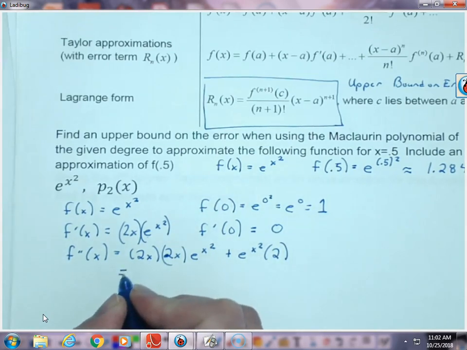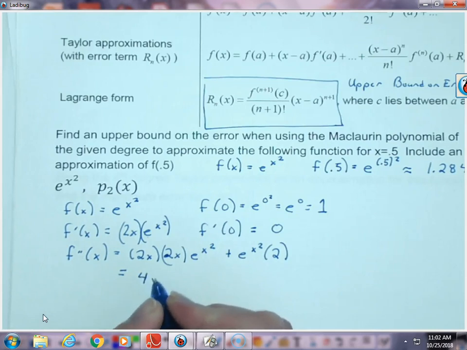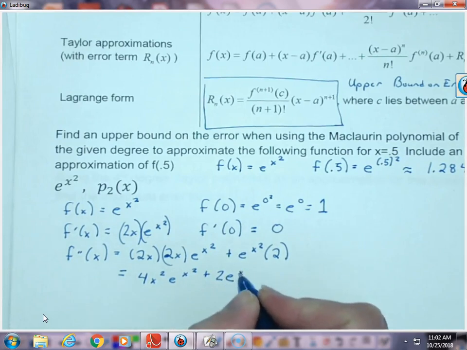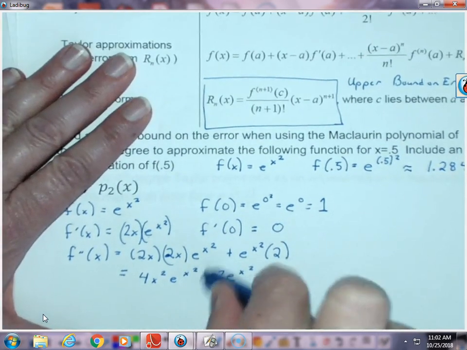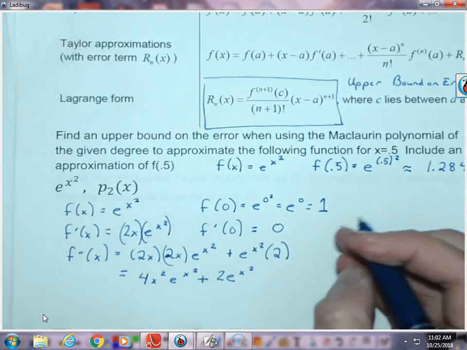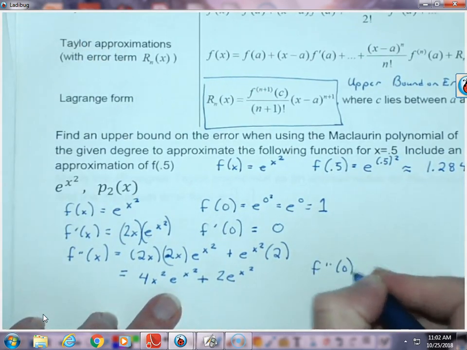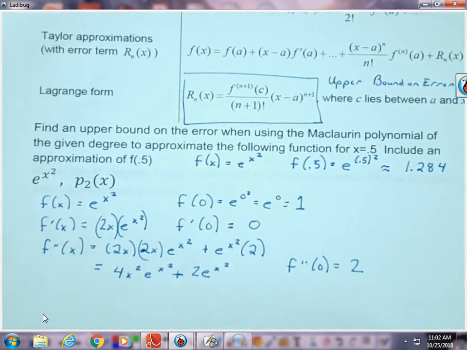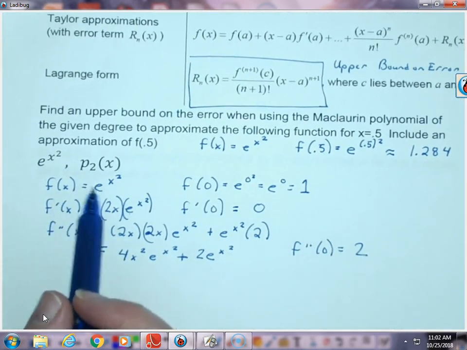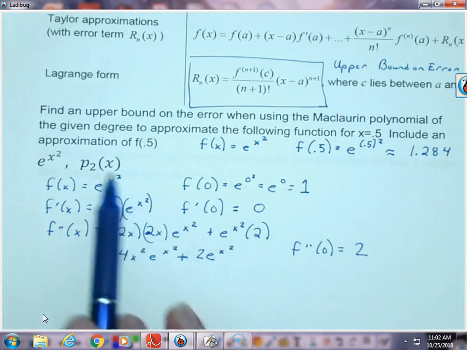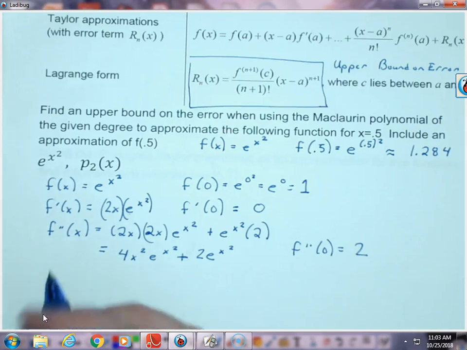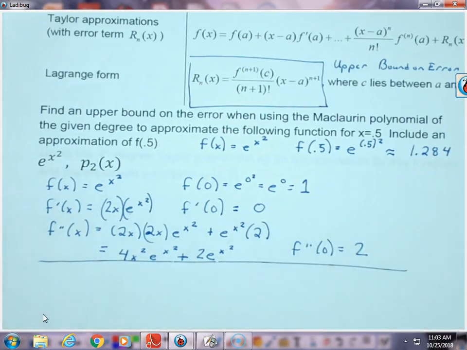So I'm kind of in the mood for simplifying that a little bit. That would be 4x squared e to the x squared plus 2e to the x squared. For some reason my plus looks like an exponent. Okay, so we want to substitute 0 into that. So that part's just 0 and then plus 2. That's as far as I'm going to need because it said P2 of x. That's as much as I need to write my Maclaurin because it just wanted the second degree.